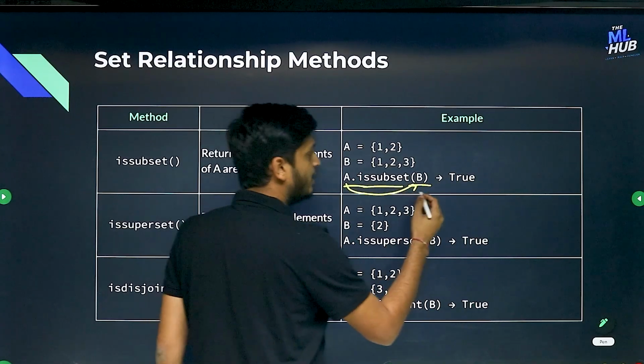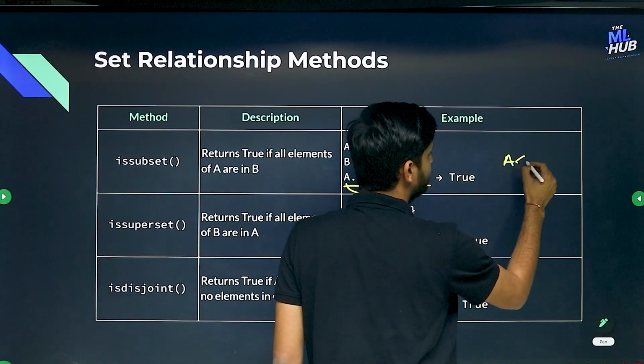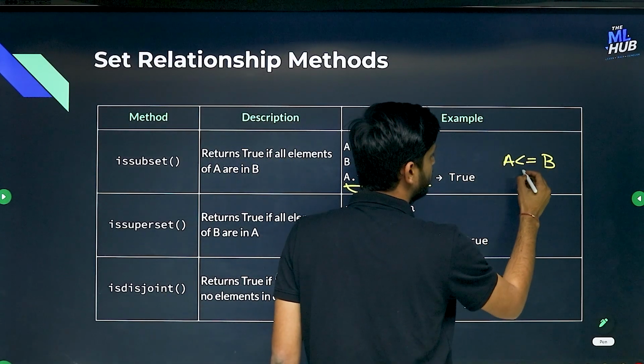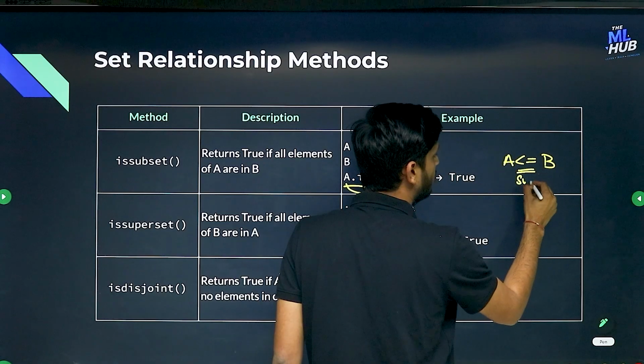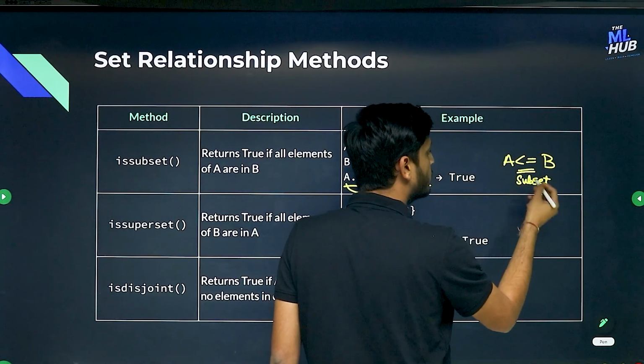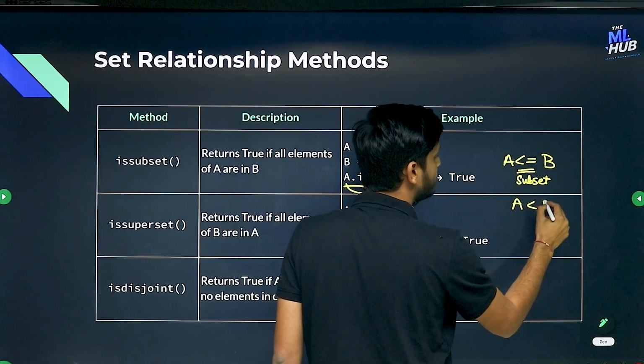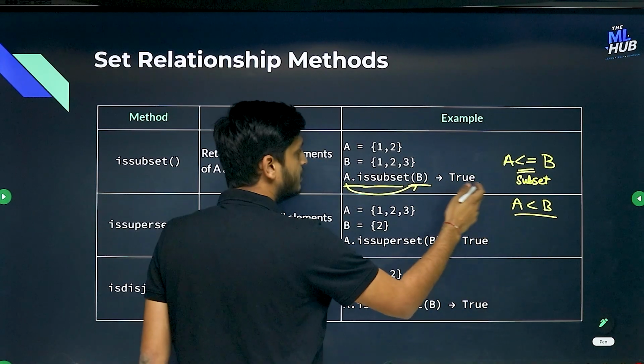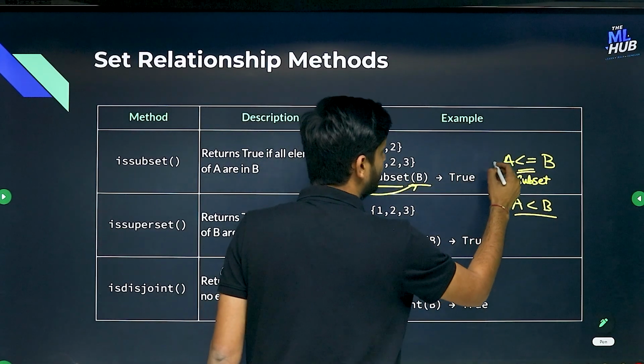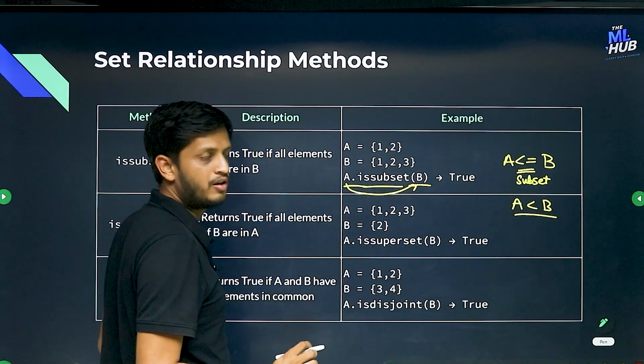And we have an operator for this. We can write it like this as well. So here less than or equal to is nothing but the subset operator. And you can use proper subset also: A less than B. This is proper subset, right? So this is like writing the same statement. It will just check whether A is a subset of B or not.